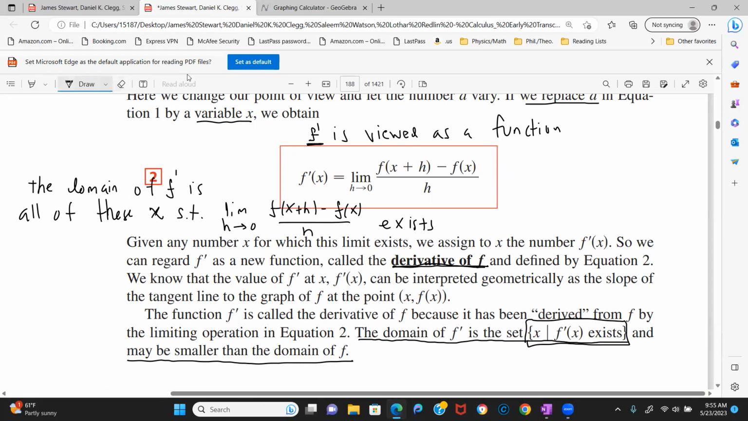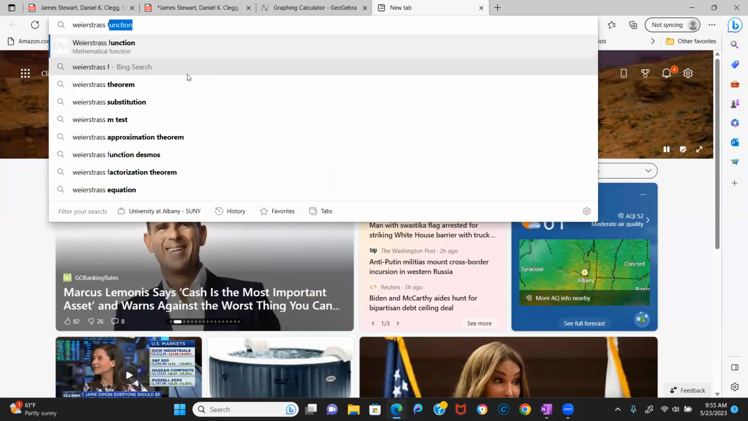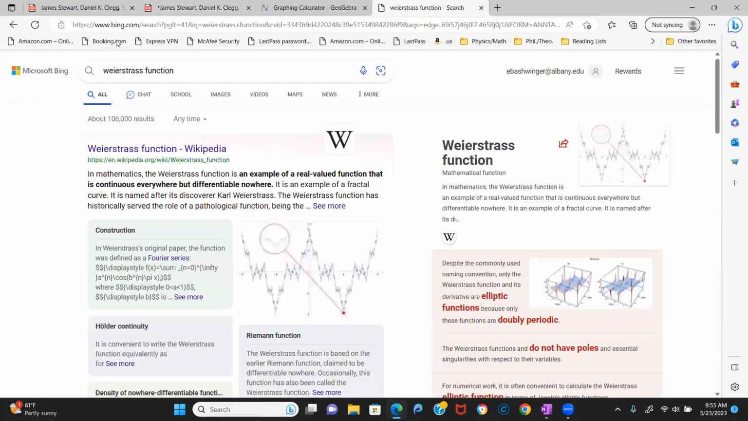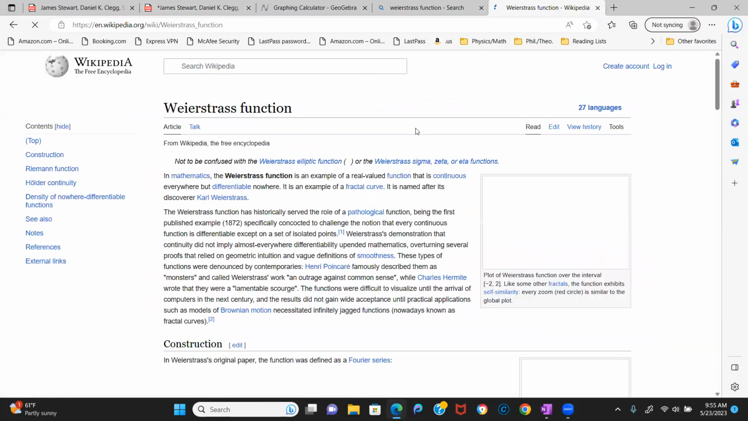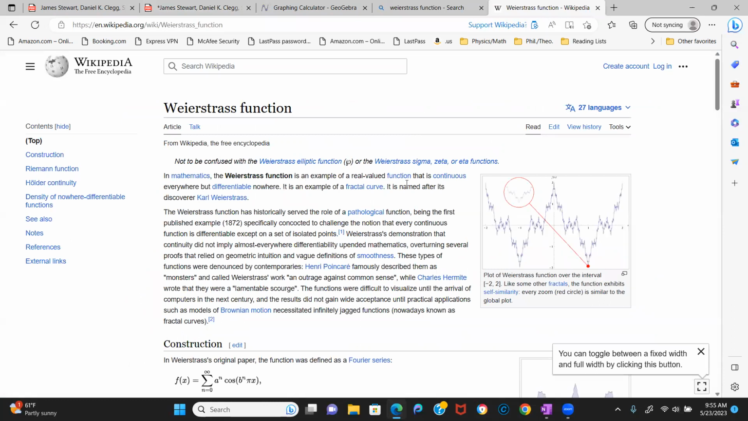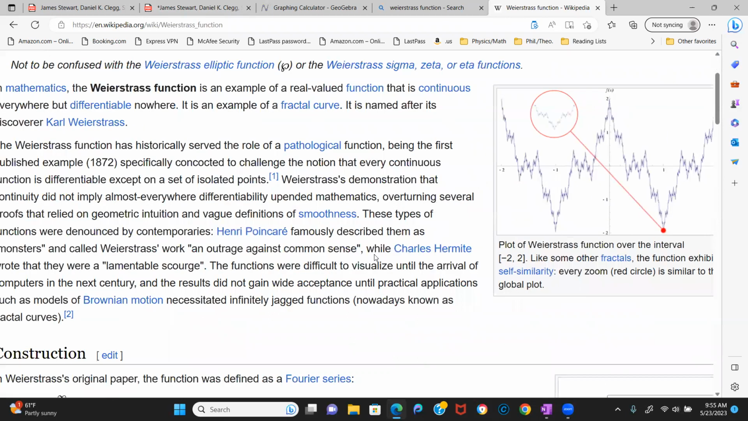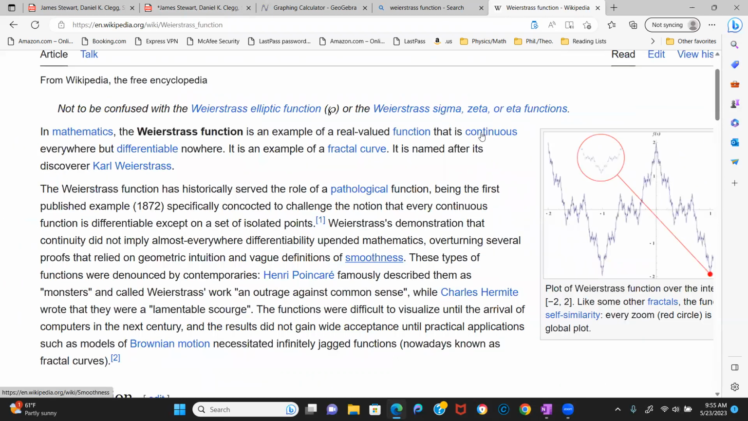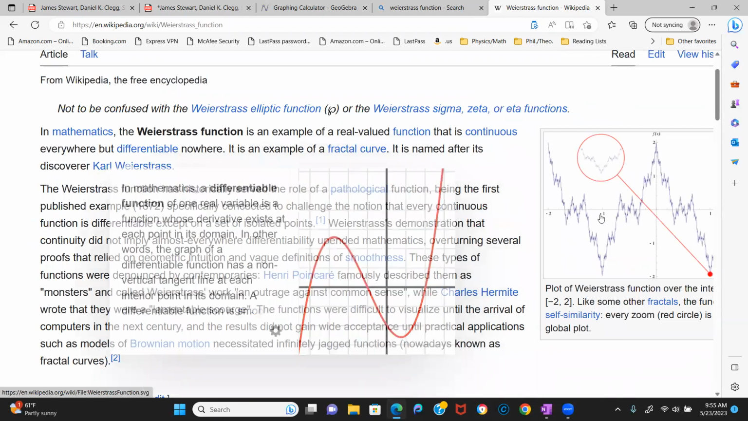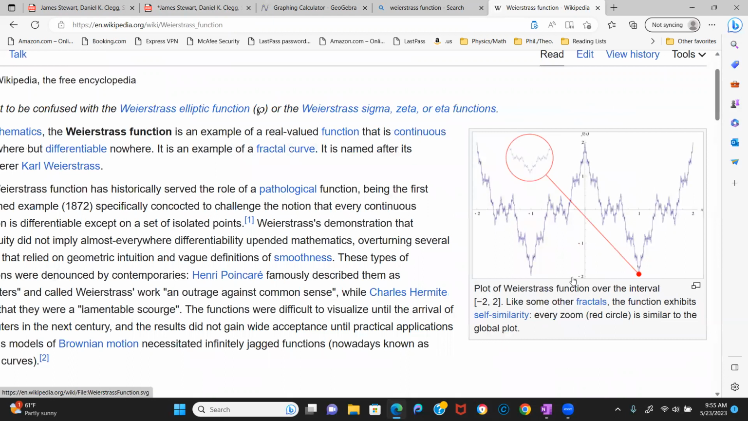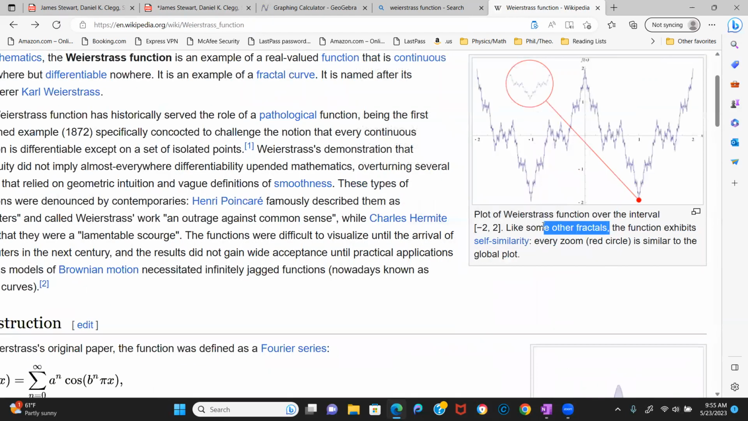In fact, let me pull up an example. I think it's the Weierstrass function. So here's an example of a function. It has this fractal-like behavior. This is a function which is continuous everywhere, but differentiable nowhere. And here's a plot of this curve. As it says, it has some fractal-like behavior.